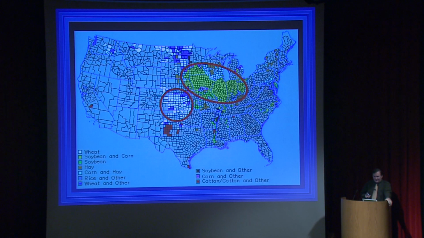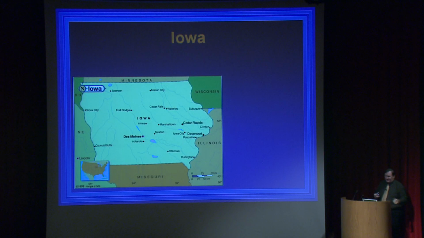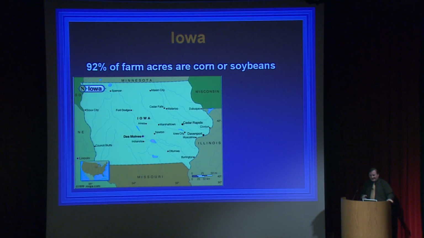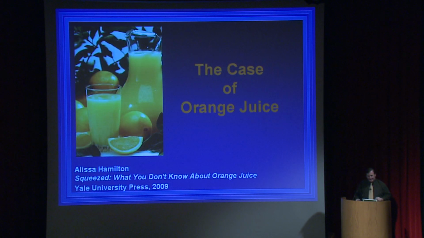Is this a concern? Well, again, if we think about Iowa, 92% of the farm acres in Iowa are corn or soybeans. And so Iowa, which is an incredibly fertile part of the country, you have to import a lot of the food that's actually eaten in Iowa because it's basically the raw stuff that's grown, the corn and the soybeans, and shipped elsewhere. Let's talk about orange juice.